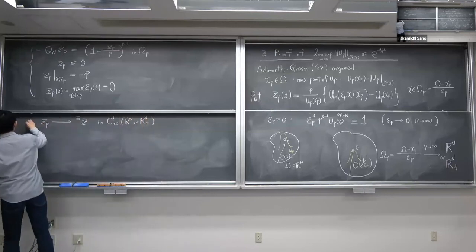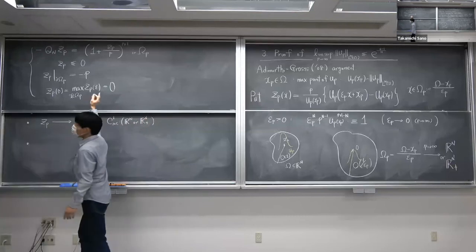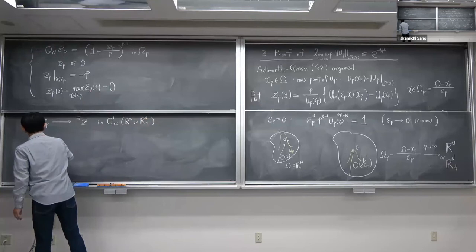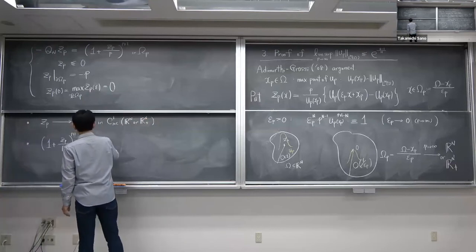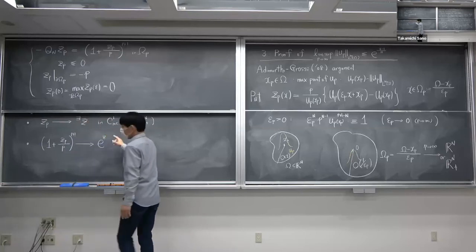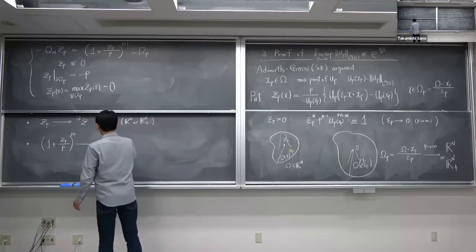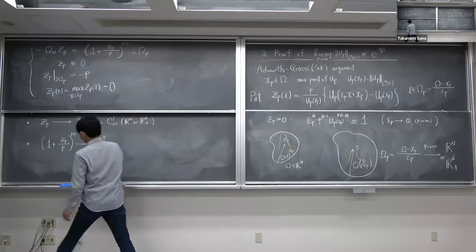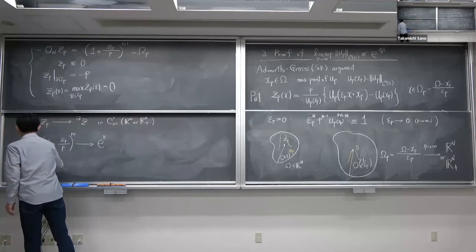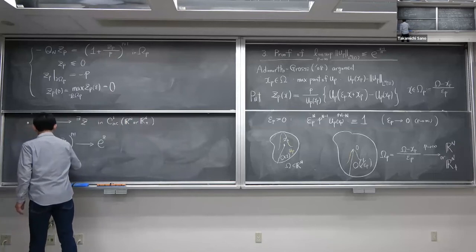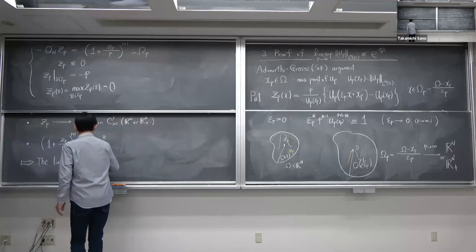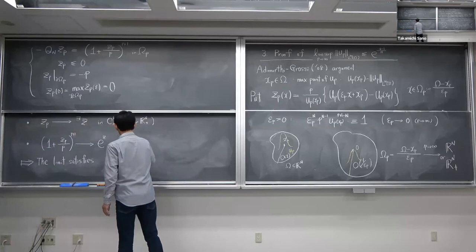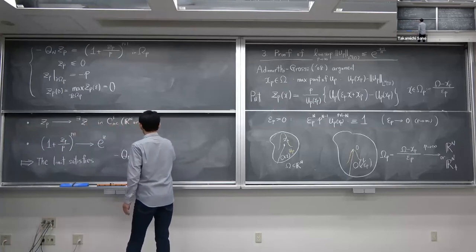By using the Harnack inequality, and this is high school mathematics, (1 + z_p/p)^(p+1) goes to e^z. So the nonlinearity changes like this. Therefore, the limit function satisfies this kind of Liouville type equation, minus Δ_n z is equal to e^z.